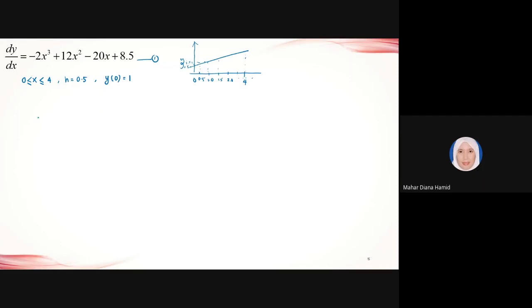Before that, we need to draw a table. So this is x and y Euler. x here is 0, 0.5, 1, 1.5, 2, 2.5, 3, 3.5, and 4.